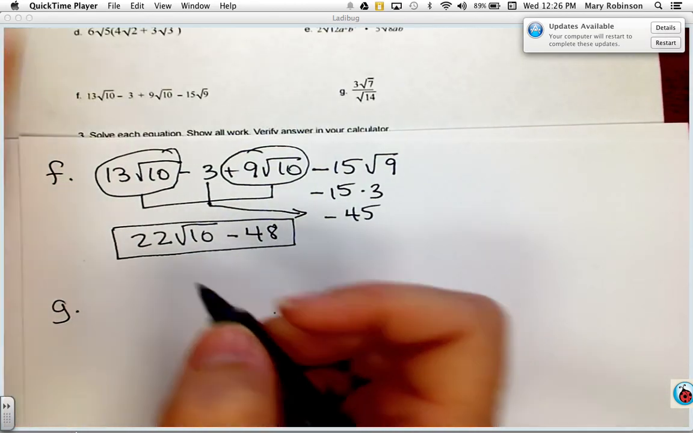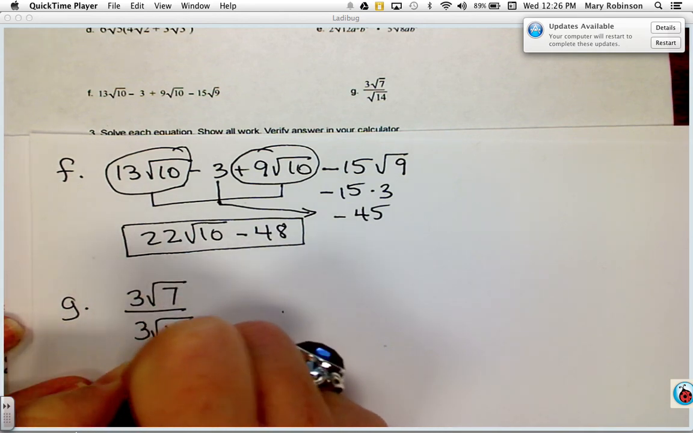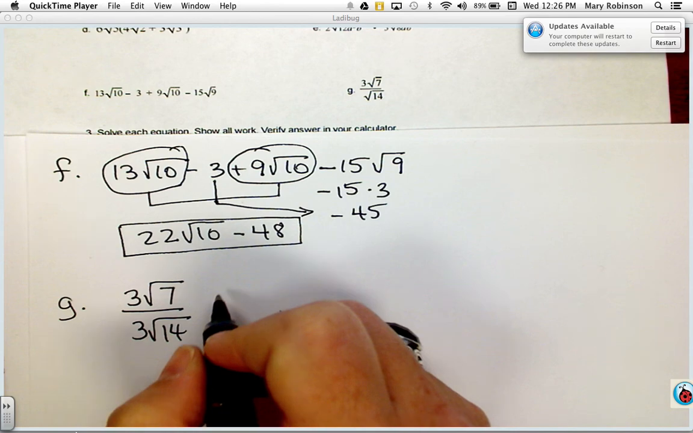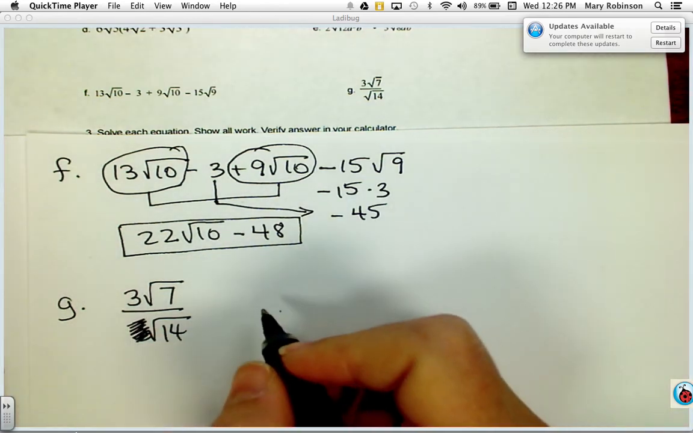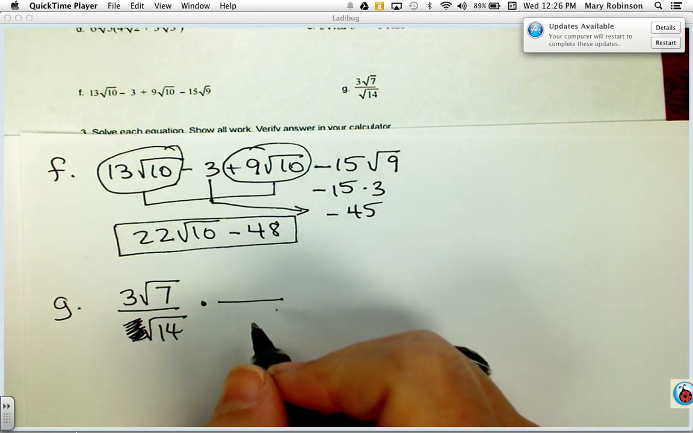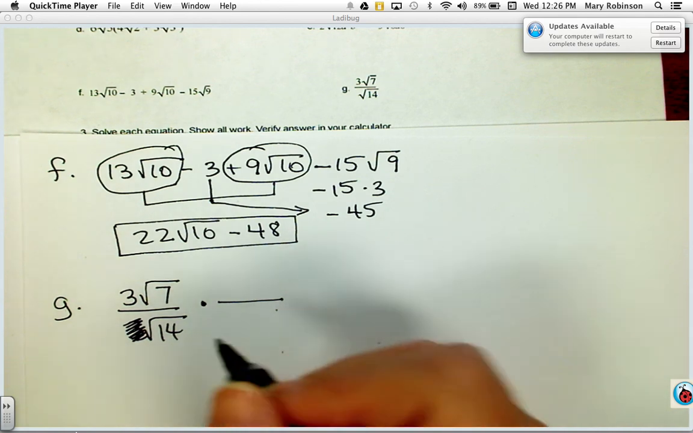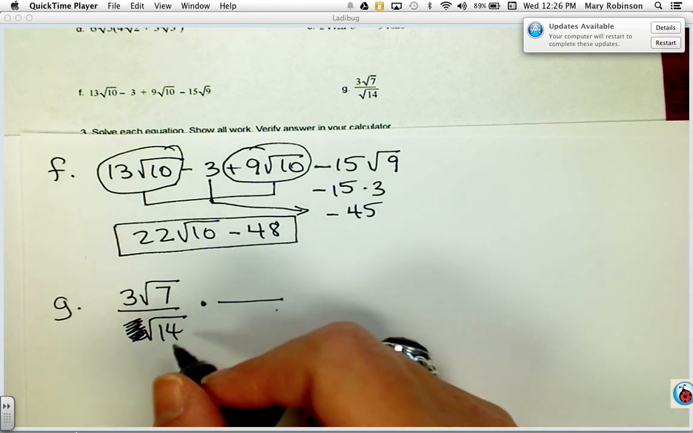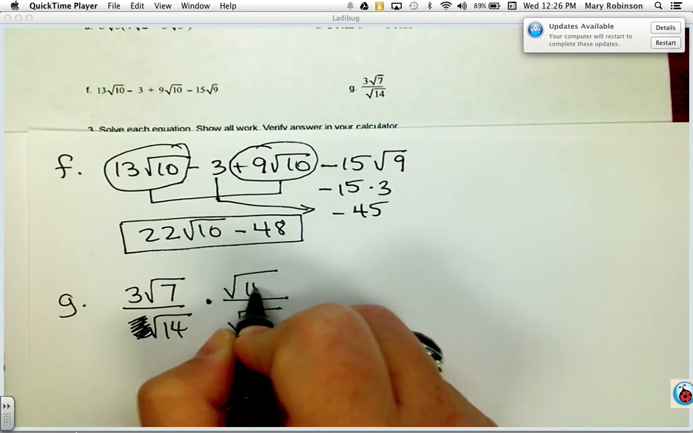Let's see. Lastly, with g, we have 3 square roots of 7 over the square root of 14. Or, I'm sorry, it's not 3 square roots of 14. It's just the square root of 14. To divide, we are actually going to have to multiply by the square root of 14 so that it'll disappear. But we are going to create a convenient 1.